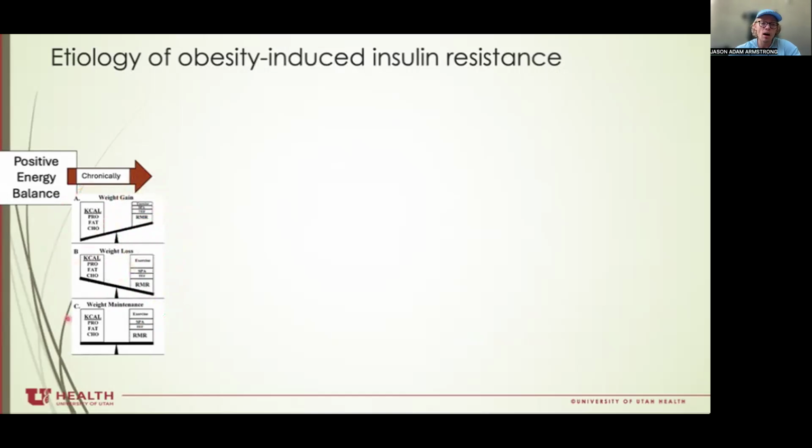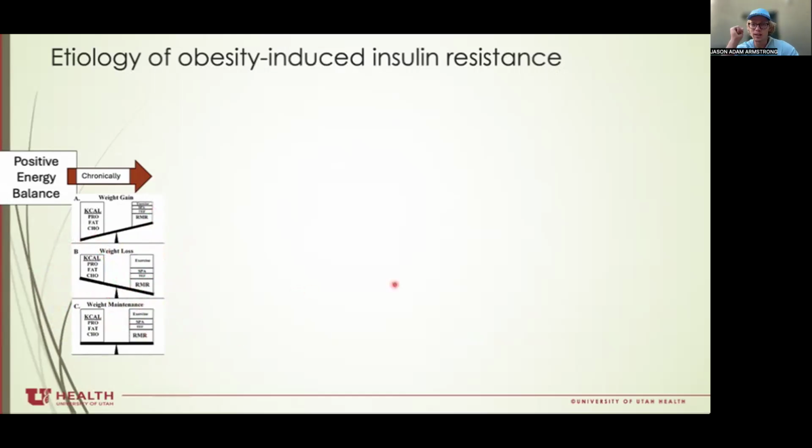Whereas with weight loss, we see that the energy intake is lower than the energy expenditure. In this figure, we can see exercise got a little bit bigger. SPA didn't really change much. Thermic effect of food didn't change much. RMR maybe increased a tiny bit, but mainly it's showing it from exercise here and from a decrease in energy intake. And then weight maintenance would mean they're balanced.